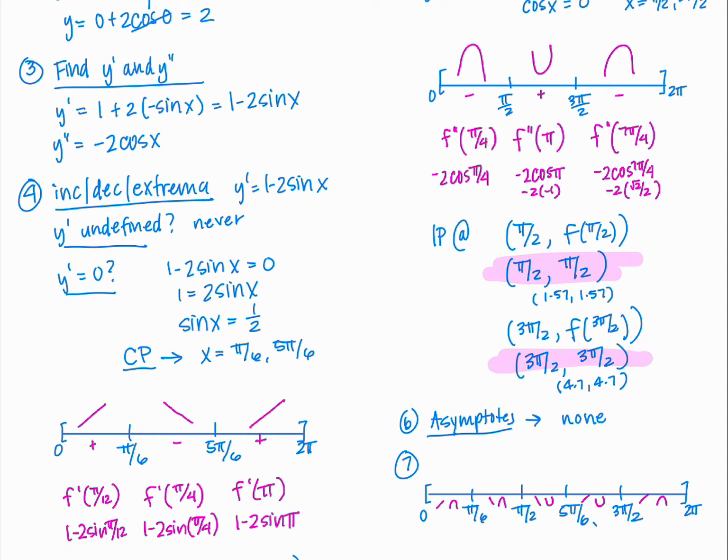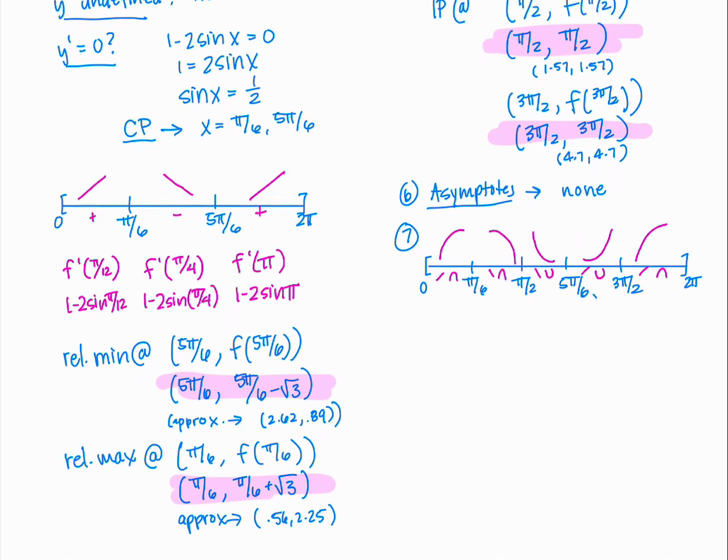So if I'm increasing and concave down, my function sort of looks like that. And now I'm decreasing and concave down, so it'll kind of look like that. Decreasing and concave up, increasing and concave up, and then increasing and concave down. So remember, what we're going to do is take each one of these pieces and sort of stretch them out to fit into my graph.